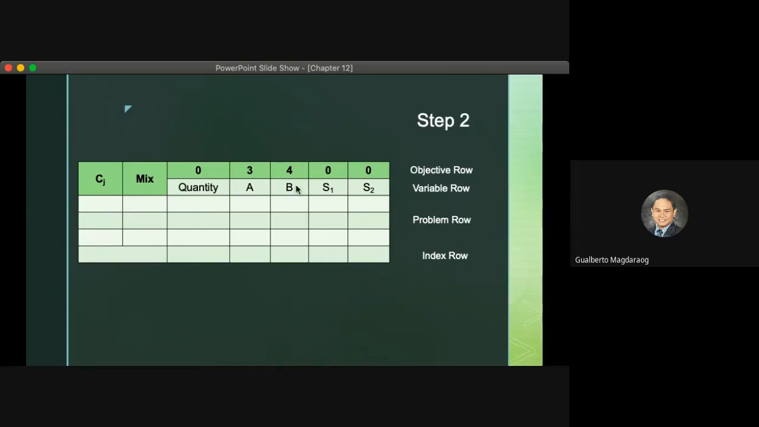Okay? And then the second row will be the variable row. So 3A, 4B, and 0S1, 0S2. A represents the quantity of product A, B the quantity of product B, S1 the quantity of slack variable in the grinding, and S2 the quantity of the slack variable in the polishing.